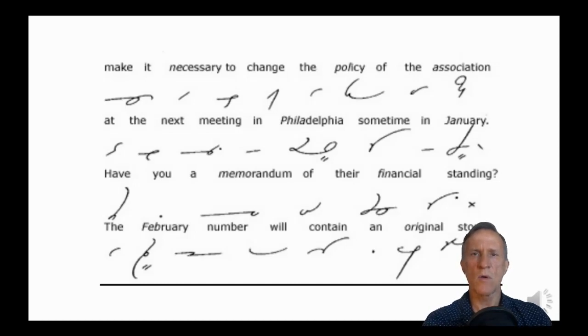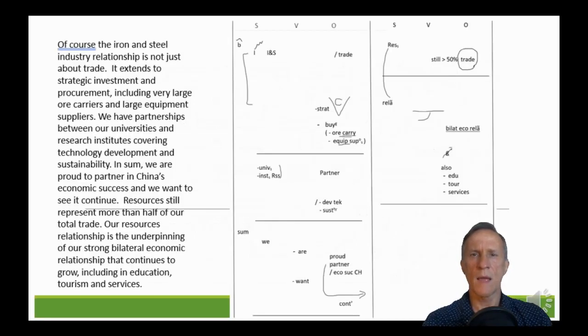Let me show you now a little bit about how we might look at some of these notes I'm talking about. Here on the left we have a text. Of course, the iron and steel industry relationship is not just about trade, etc. We are not going to go into this in depth, but you can see on the right that you have lots of words and lots of symbols, and they are distributed in a special way.